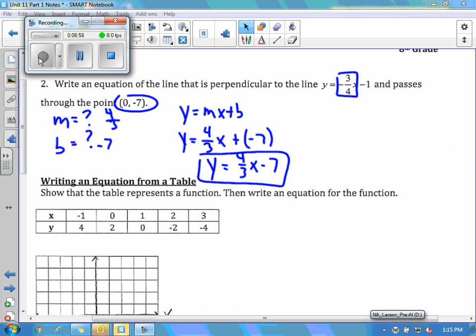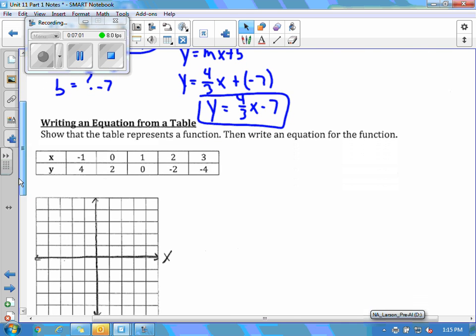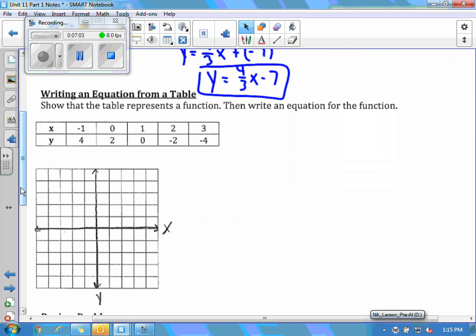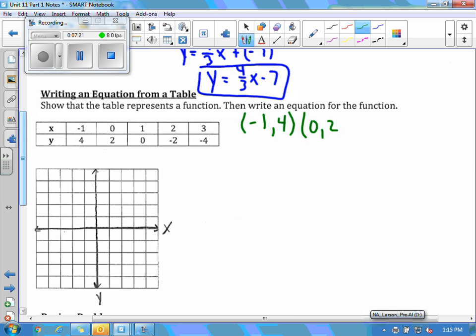The last way that we're going to look at writing an equation is from a table, which when you originally look at it can look kind of difficult, but when you get down to it, it's pretty easy. My table matches up x's with y's, so I can rewrite those as points with coordinates. So for instance, one point would be negative 1, 4. The next point would be 0, 2. The next point would be 1, 0. 2, negative 2. 3, negative 1.